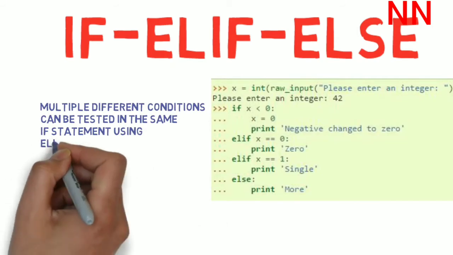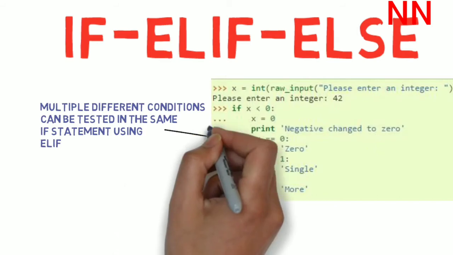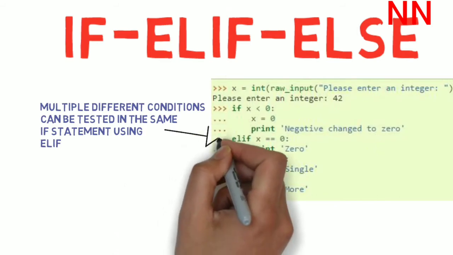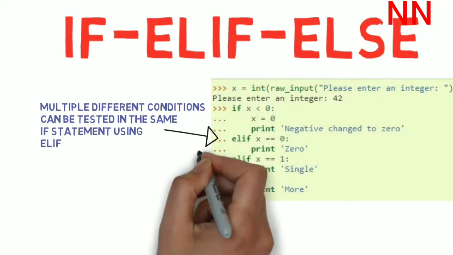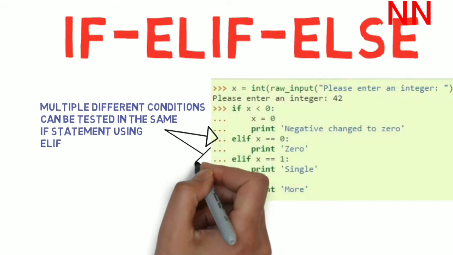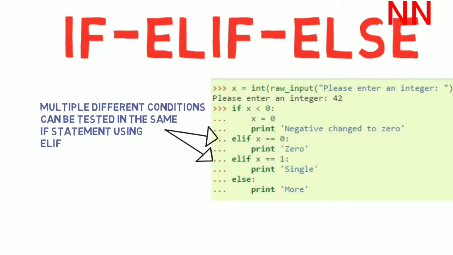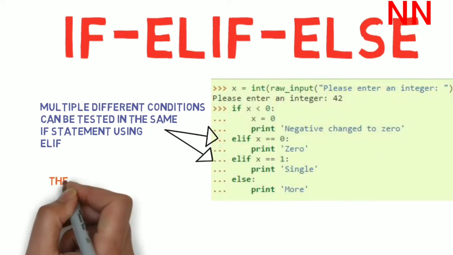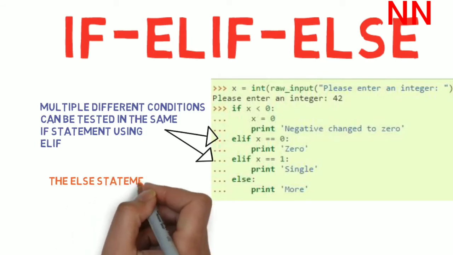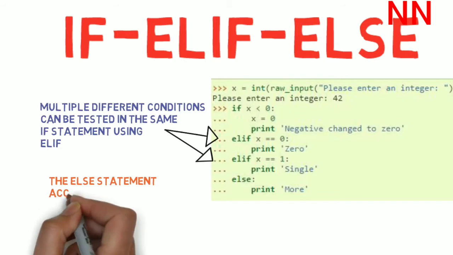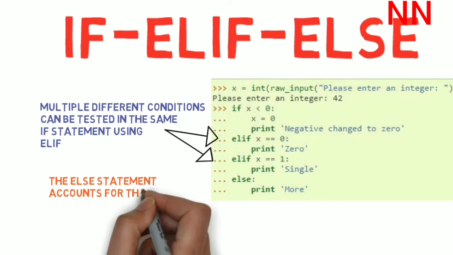Say x is a variable. If x is less than 0, do something. If x is equal to 0, do something else. And if x is equal to 1, do something else. So you can test for multiple different conditions and do something different in each case.